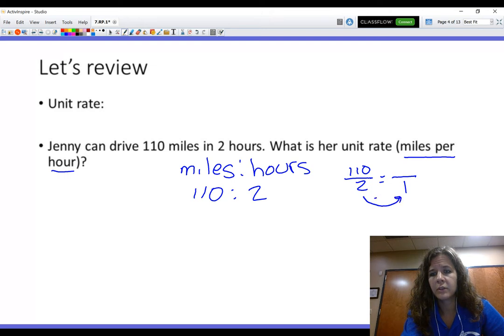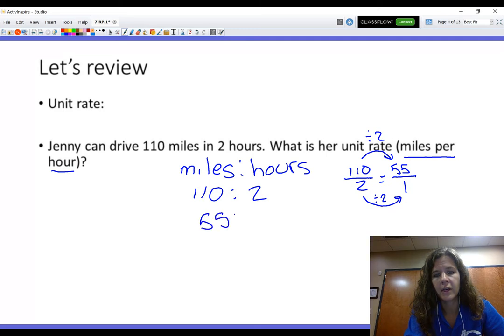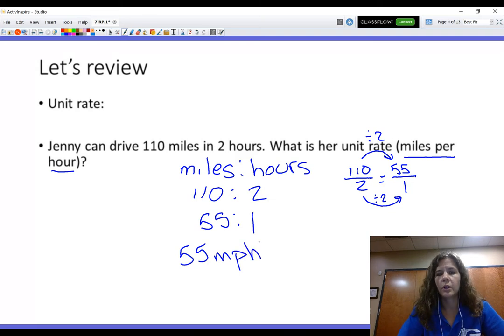What do we do here? We divide it by 2. Whatever we do to one number in a ratio, we do to the second number. So we divide that by 2 to get 55. And this tells us that the ratio is 55 to 1, or 55 miles per hour. Jenny can drive 55 miles per hour.